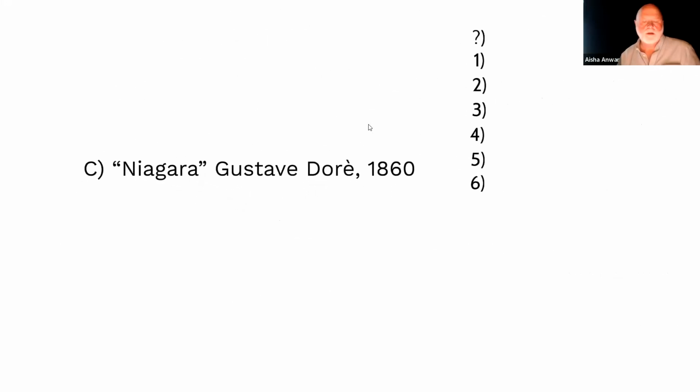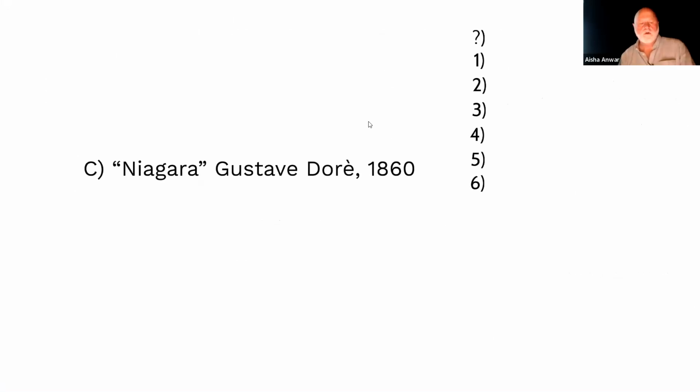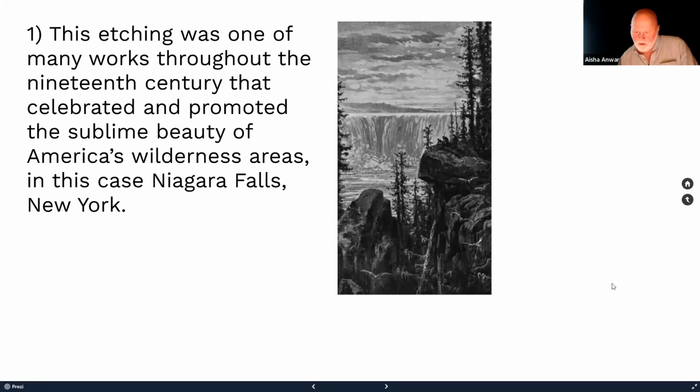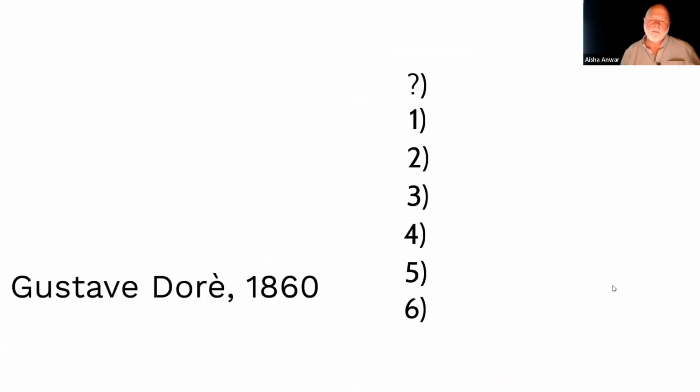So I'm going to show you a piece of artwork by Gustave Doré from 1860 called Niagara. It's an etching of Niagara Falls. It's one of many works that celebrated the beauty of American wilderness. In this case, this is Niagara Falls. Let me move that cursor away from there, and let me just walk through it a little to show you how this is significant.